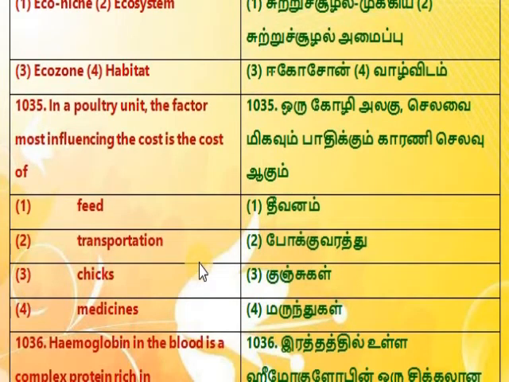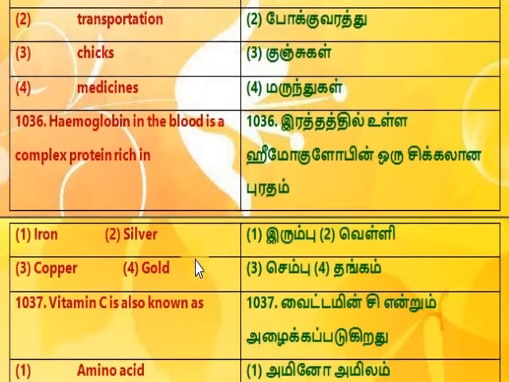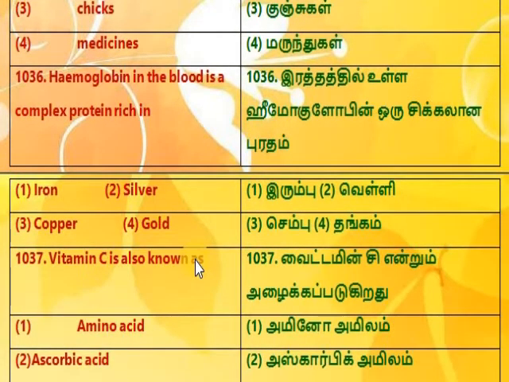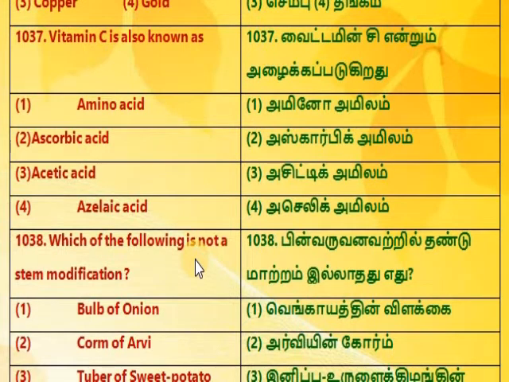1035. In a poultry unit, the factor most influencing the cost is the cost of 1. Feed. 2. Transportation. 3. Chicks. 4. Medicines. 1036. Hemoglobin in the blood is a complex protein rich in 1. Iron. 2. Silver. 3. Copper. 4. Gold. 1037. Vitamin C is also known as 1. Amino acid. 2. Ascorbic acid. 3. Acetic acid. 4. Azelaic acid.